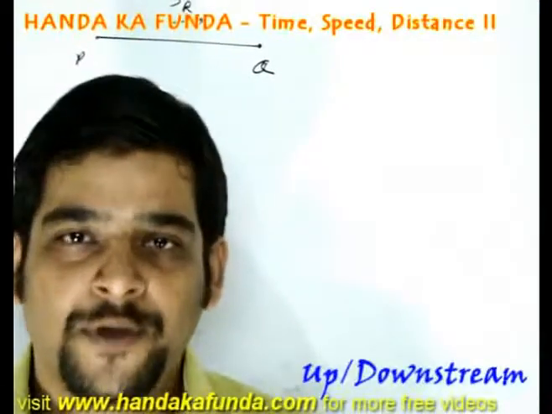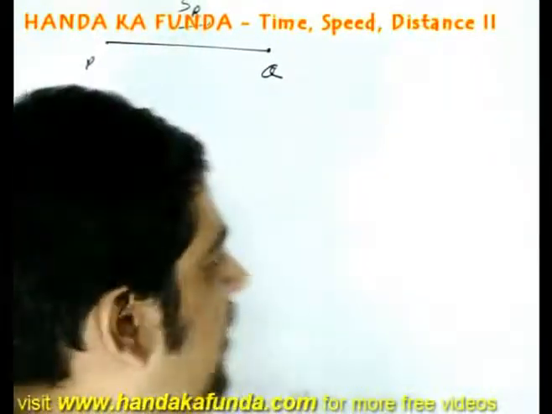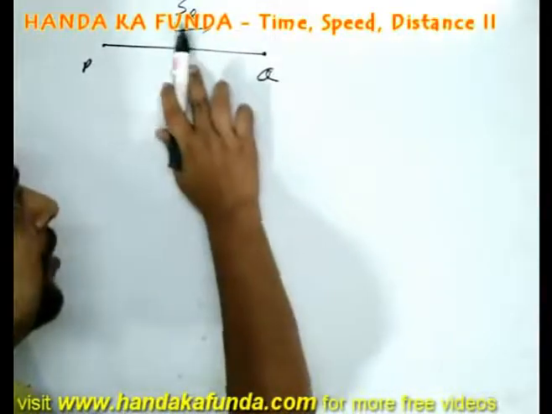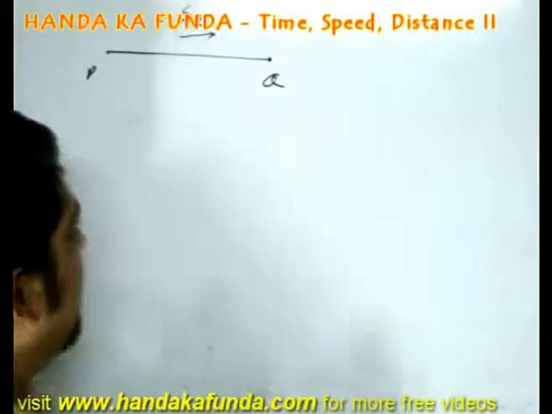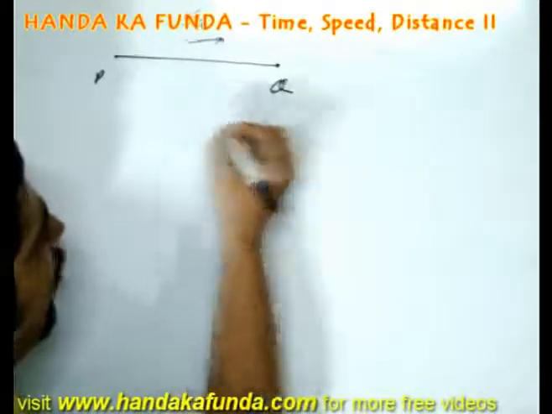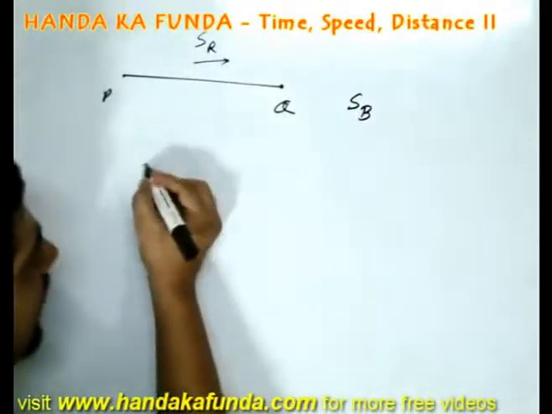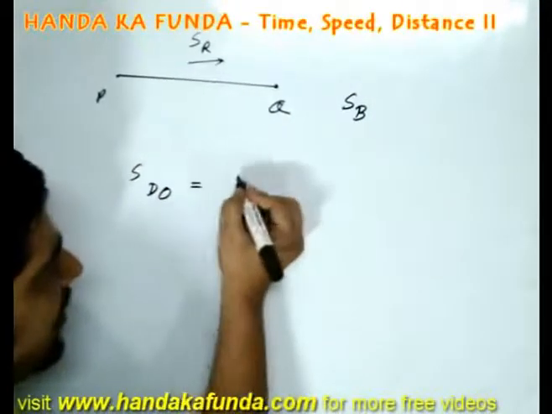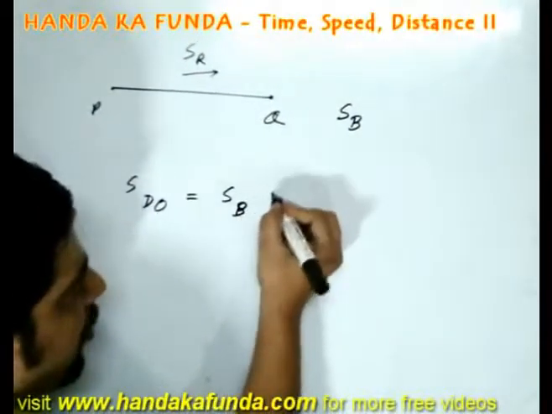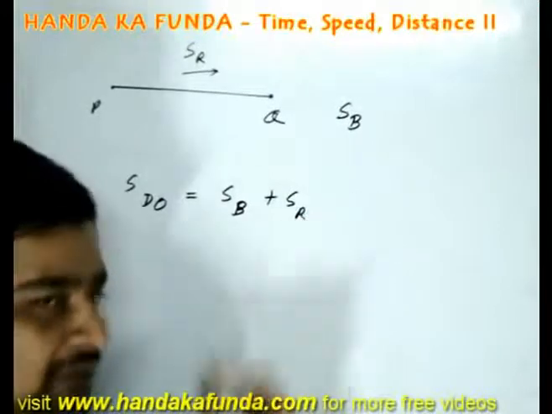Let us talk about a few other cases. Say a river flows from the point P with the speed of SR. A boat can swim in still water with the speed of SB. Then what will be the downstream speed? Downstream speed will be speed of the boat in still water plus speed of the river.